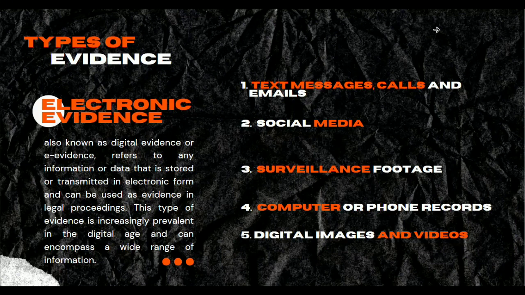Text messages, call records, and emails can provide important evidence of communication between the victim and the accused. They may contain threats, explicit contents, or admissions of guilt. The timestamps on messages can establish the timing of interaction. For example, in a harassment case, the victim's email correspondence with the alleged harasser, containing threats or inappropriate messages, can be introduced as electronic evidence.